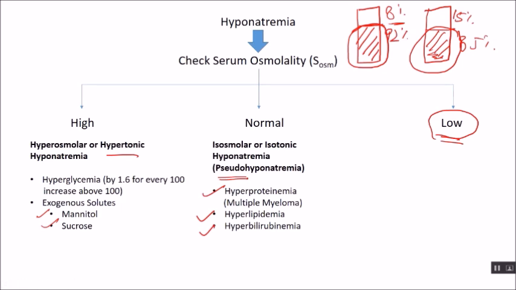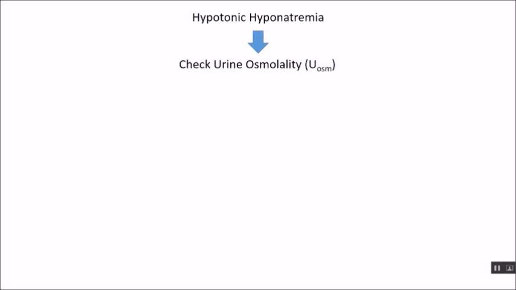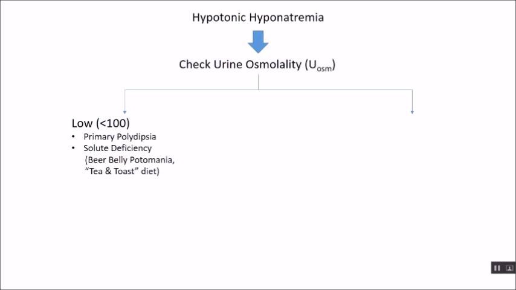Okay, and then we have hypotonic hyponatremia. So let's talk about hypotonic hyponatremia. When you encounter hypotonic hyponatremia, that is hyponatremia in which serum osmolality is low, as it should be, then you check urine osmolality. And the urine osmolality would be either low or high. If it's low, then you think of two major causes of hyponatremia.